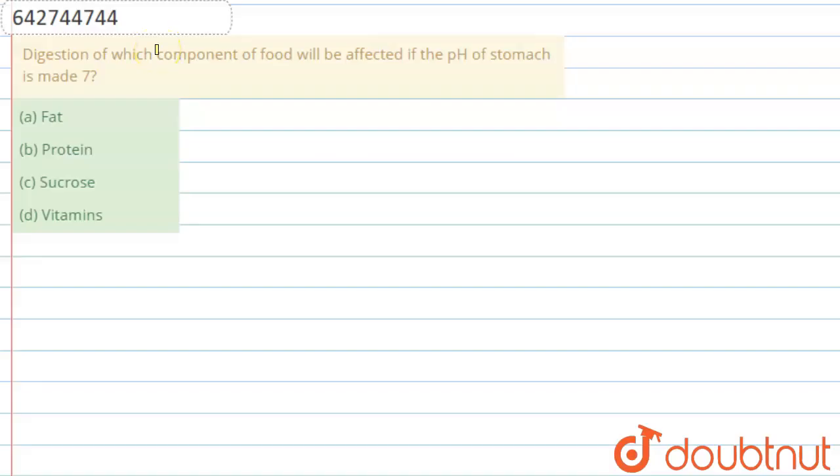Hello everyone. So the question over here is: digestion of which component of food would be affected if the pH of stomach is made 7? Option A, fat; option B, protein; option C, sucrose; option D, vitamins. So the question is, the digestion of which of these molecules would be affected if the pH of stomach is 7, which is quite neutral.